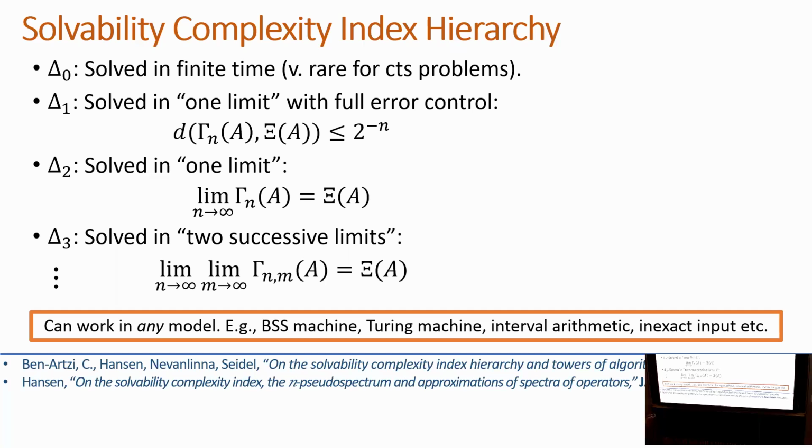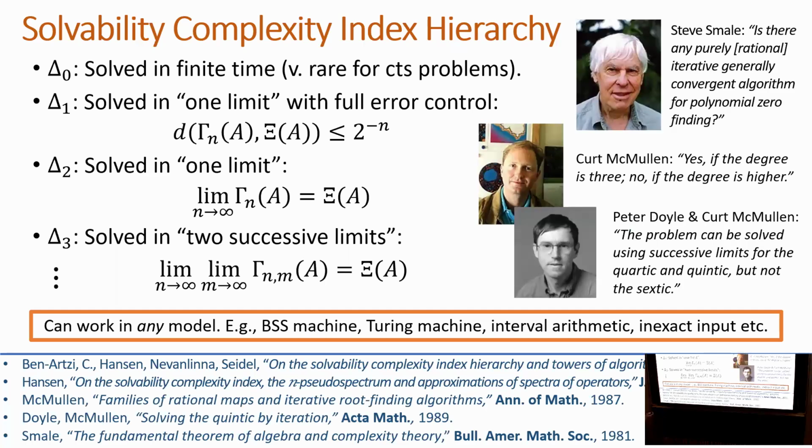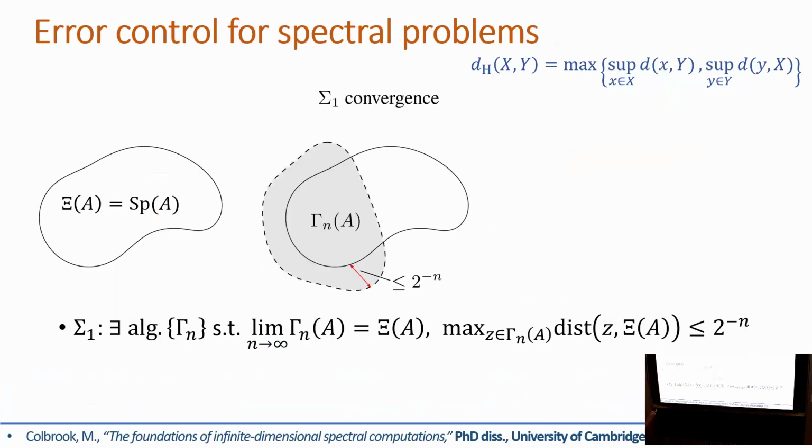An example of this is computing polynomial zeros by iterating rational maps. It was determined by McMullen that you can't do this for degrees higher than 3, and it was later determined that you can do it if you allow successive limits with iterating rational maps. And this is an early appearance of this idea of successive limits used for approximation like this.